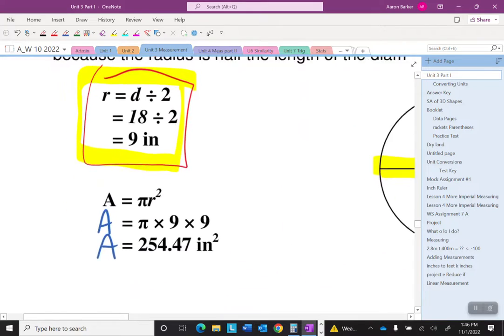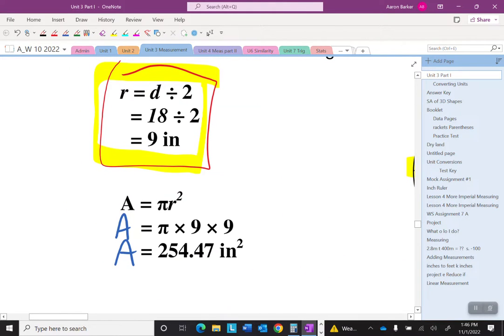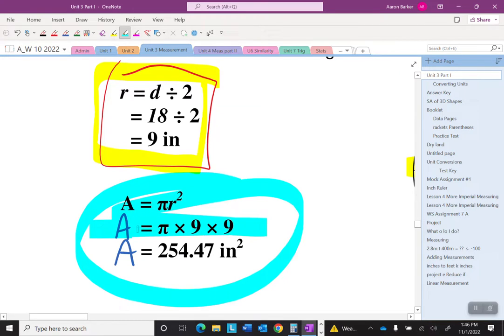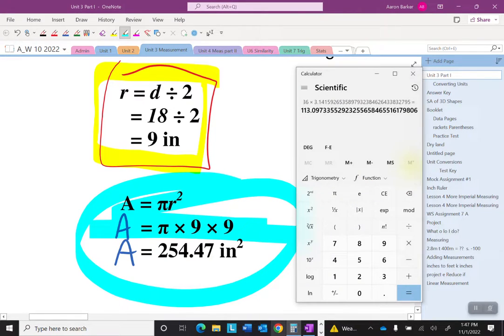And you can see here, 9 times 9. Try it on your calculator real quick. Make sure you got this, please. Pi times 9 times 9. Try it on your calculator. There we go. I'll even try it too, just in case. Pi times 9 times 9 equals 254.47. Good. All right. Any questions at all?